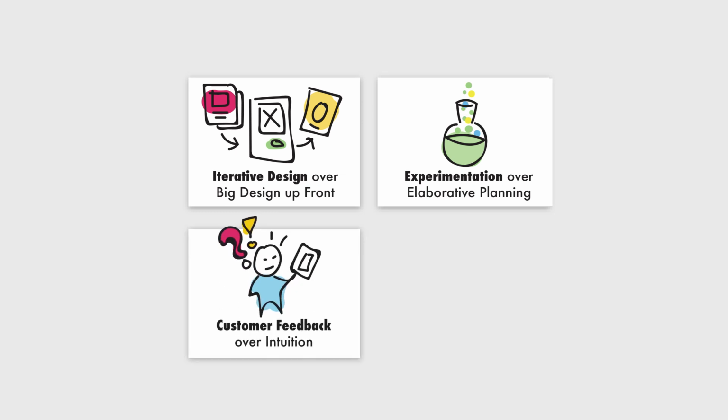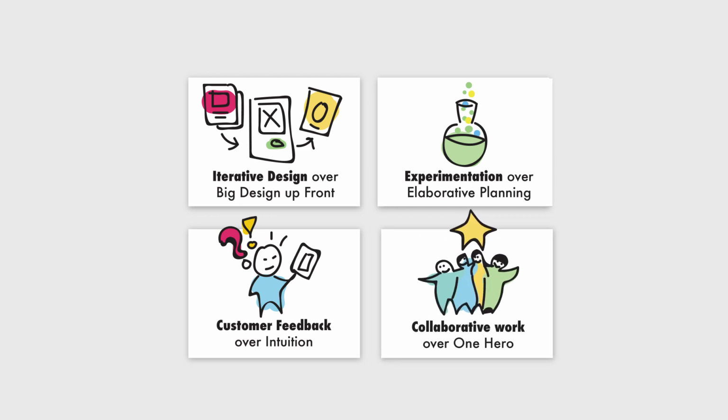Continuous feedback over intuition means that you continuously have learning and you meet users to learn about their needs and how they reflect and use the services and the products that you create. Collaborative work over one hero is that we don't want to have one person doing all the creative work and make all the decisions. We want the team to collaboratively understand and deliver value together.